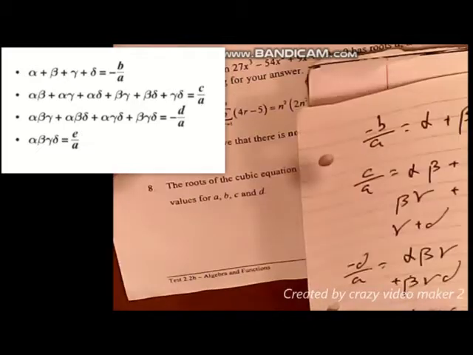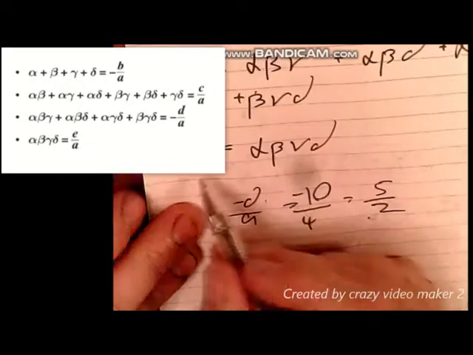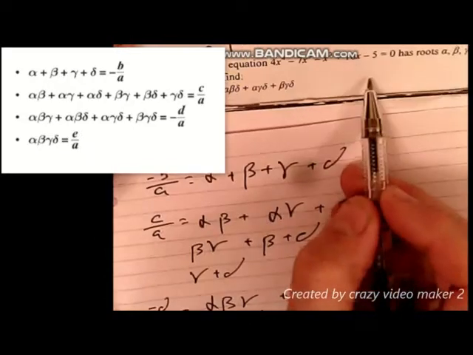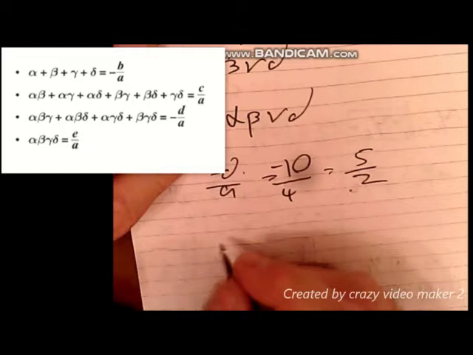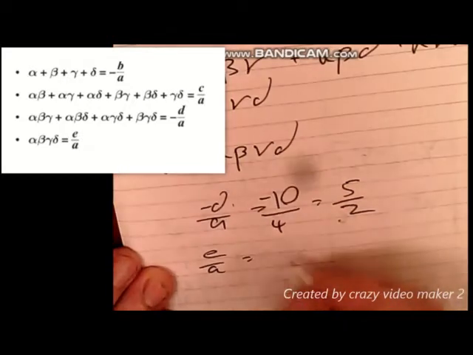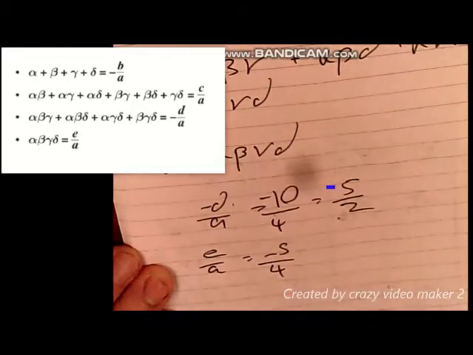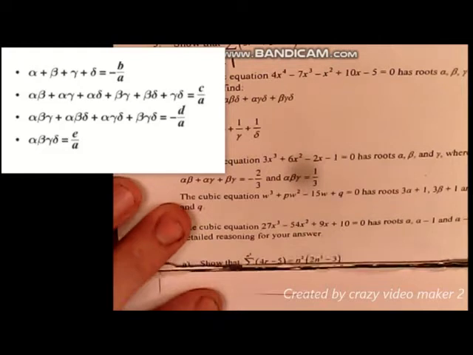The next one was alpha, beta, gamma, delta. So in the question, alpha, beta, gamma, delta, which is our last one, is E over A. E happens to be minus 5, so this one here is going to be E over A. It's going to be minus 5 over 4. Okay. And our last one is a little bit more complicated.